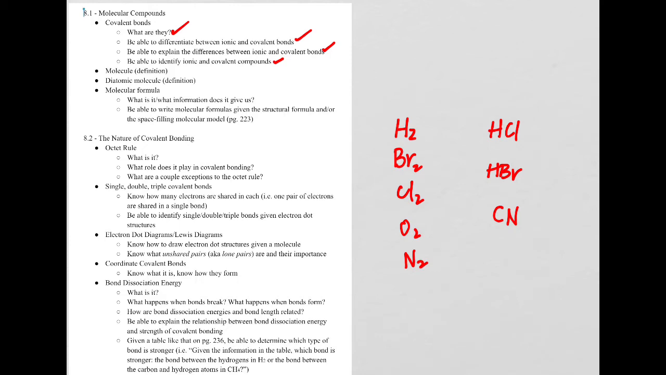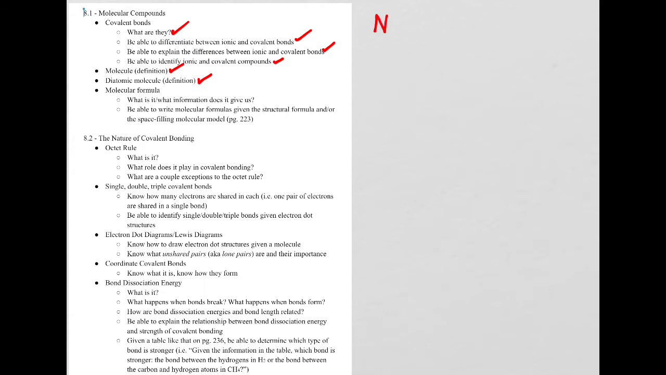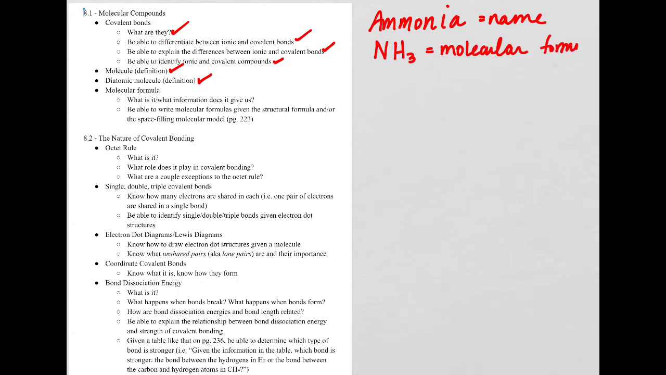A lot of you did not answer this question on your Chapter 8 questions, so we're going to spend some time going over that because I feel like you didn't understand it. We are going to use ammonia as our example, NH3. All right, so ammonia is the name of the molecule. This is the molecular formula. What information does it give us? The molecular formula tells us the type of atoms and the number of atoms in a molecule.